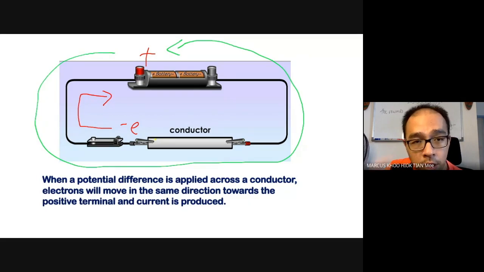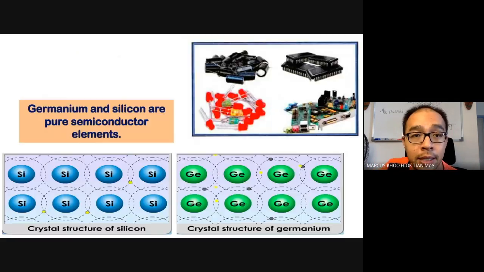Now, a semiconductor works along the same process, but there is a little bit of adjustment that needs to be made. Some examples of pure semiconductor elements are these two, germanium and silicon. Again, I want to go quickly because this is just an introduction. This is not something that will be tested in any examination, because it's not even in your textbook. You open your textbook, you won't see any of this.